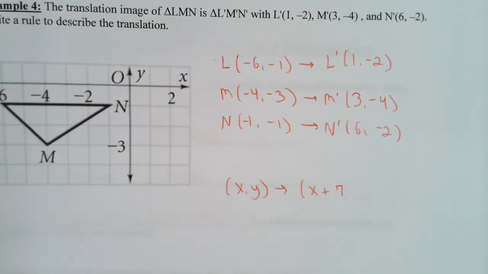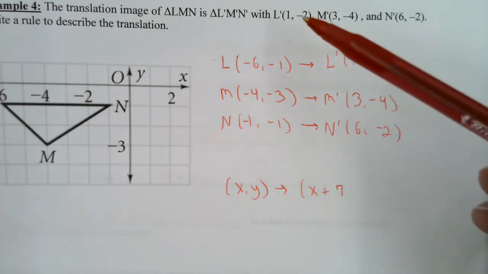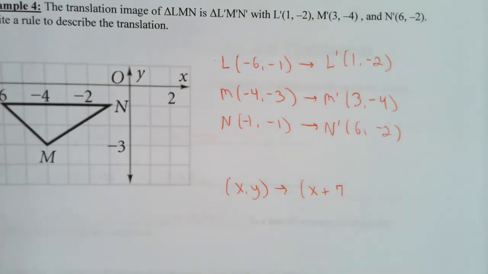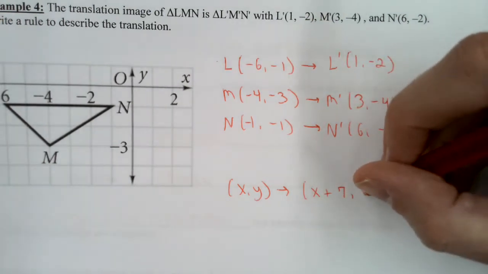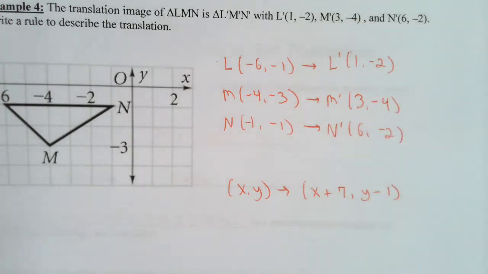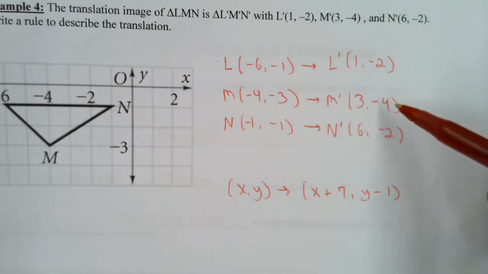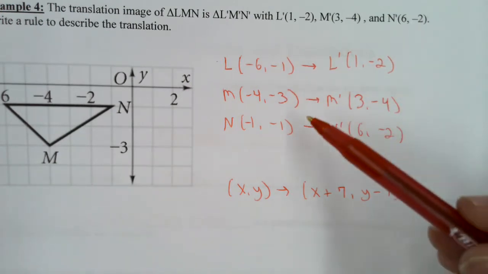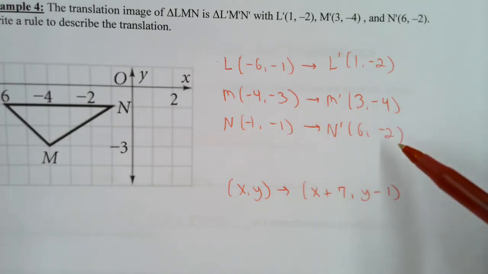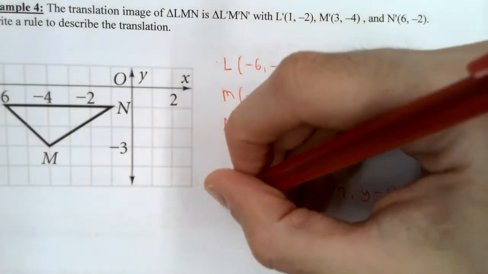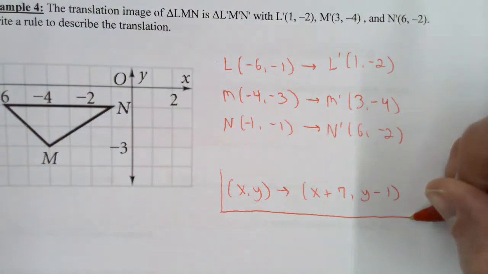Good. Now let's do y. Let's look at the y's now. Let's start with L. You're going from -1 to -2, so it means you're subtracting 1. And let's double check that with M and N. For M, you're going from -3 to -4. You're subtracting 1. And for N, you're going from -1 to -2. You're subtracting 1. So this is my answer. That's my translation rule.